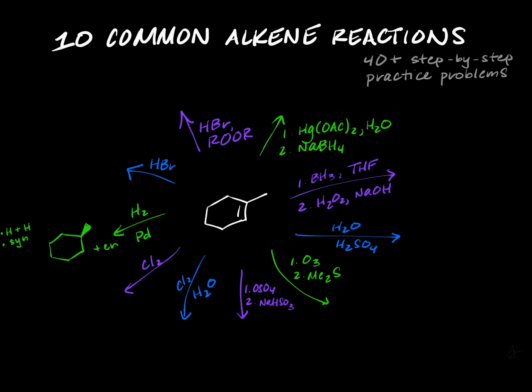HBr adds H and Br in a Markovnikov addition. So we have H plus Br. We can do this Markovnikov. This allows for rearrangement, and this gives both the syn and the anti addition. So what will this product look like? Well, our bromine is going to go on the more substituted carbon. Again, this is our tertiary carbon versus our secondary carbon. We'll put our bromine on the tertiary carbon.